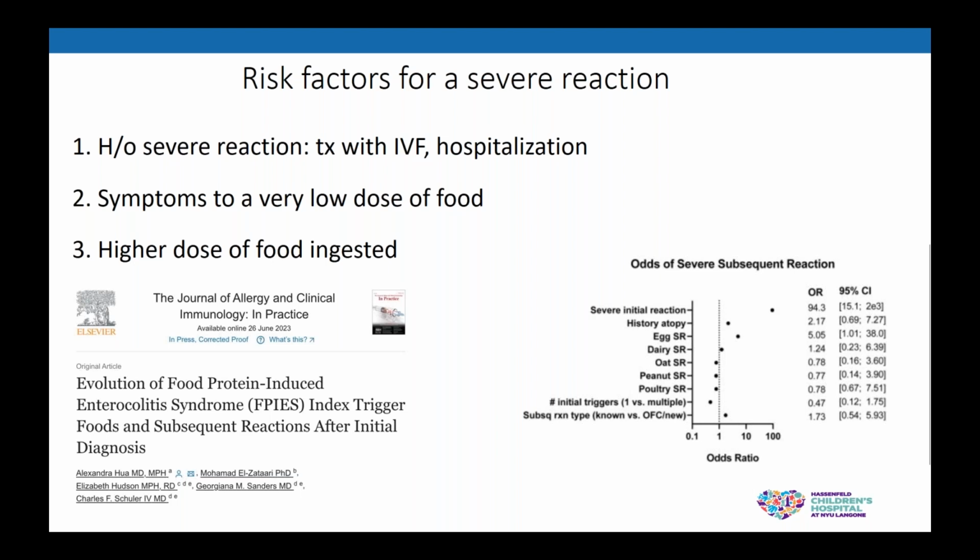And when it comes to the current reaction, if the patient ingested a high dose of food, then we also worry that they may have more violent symptoms, as opposed to a situation where they ingested a much lower dose of the food. So in terms of the studies, one study identified the prior severe reaction as being the most predictive of the future severe reaction. So if you have a patient who has been treated with intravenous fluids or admitted to the hospital or to the intensive care unit, this is the person that you really have to think hard about introducing foods at home.